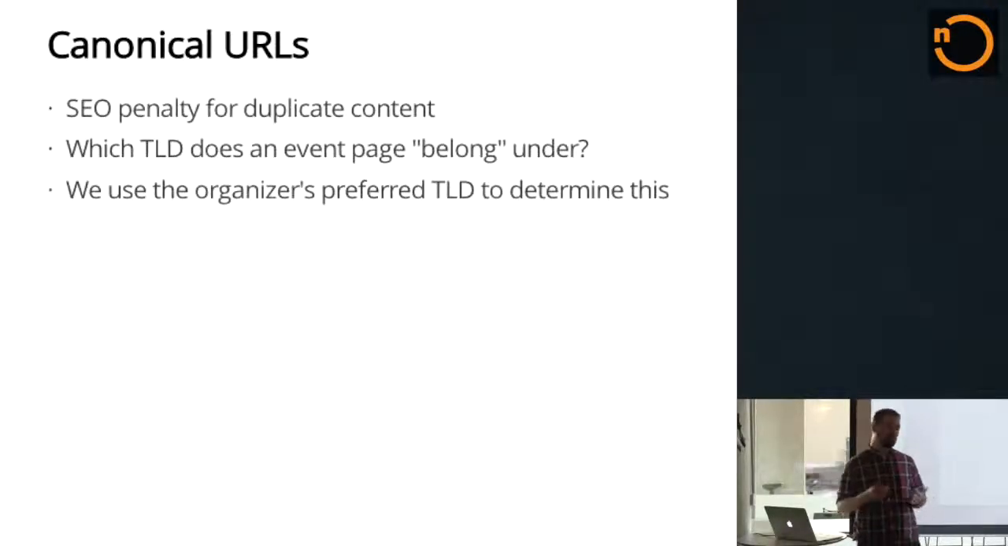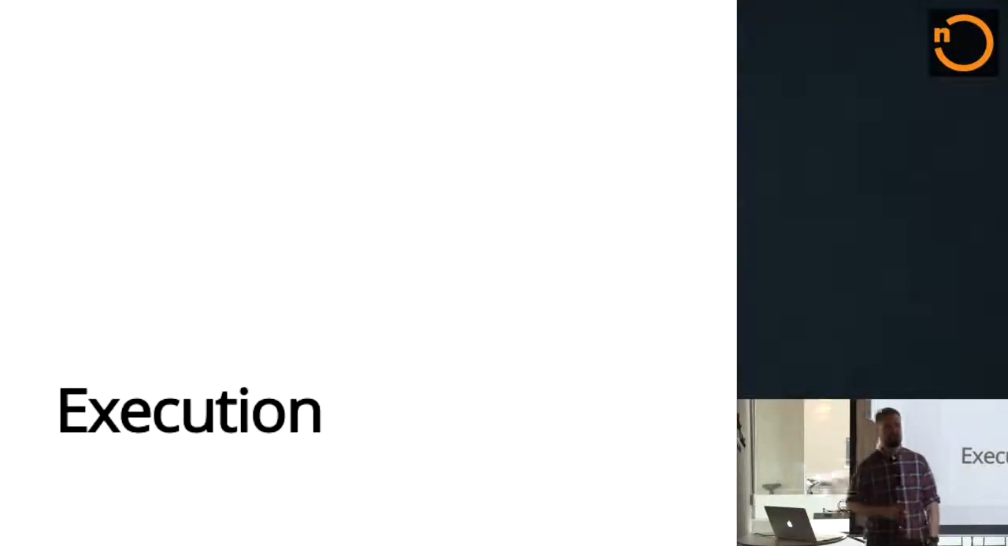You can imagine that if we served every event page on every top-level domain, now we've got 10 copies out there, SEO is spread across all of those, and we're also penalized for it. So what we do is we end up redirecting everybody to the right place, which we'll talk about in a second. So how do we execute on this?